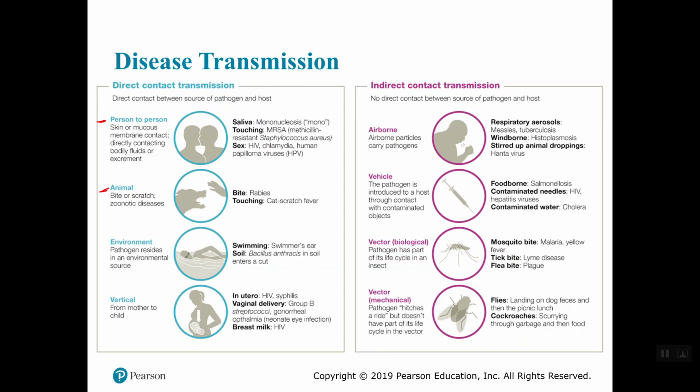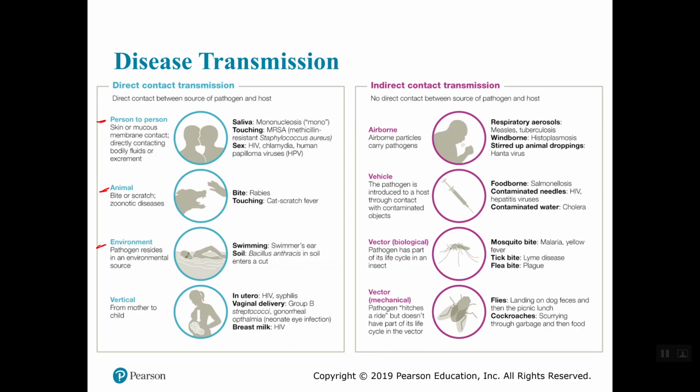We can also have direct contact with the environment. So maybe the pathogen actually resides in an environmental source. So maybe you've gone swimming and there's a large concentration of Pseudomonas within the actual swimming pool. Somebody didn't properly chlorinate it, and then you get swimmer's ear.